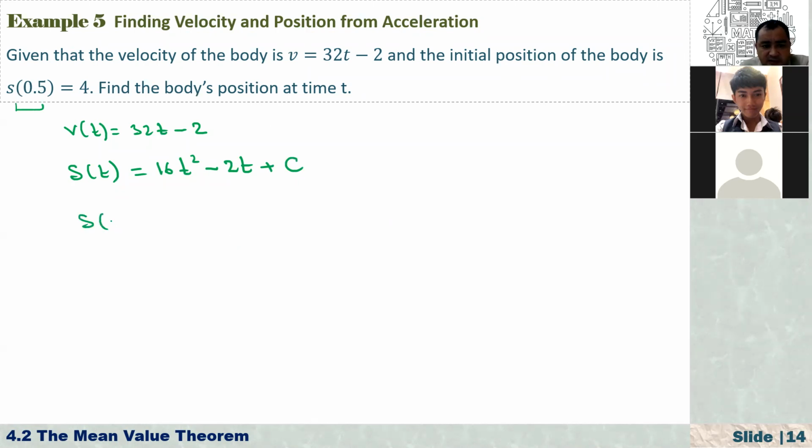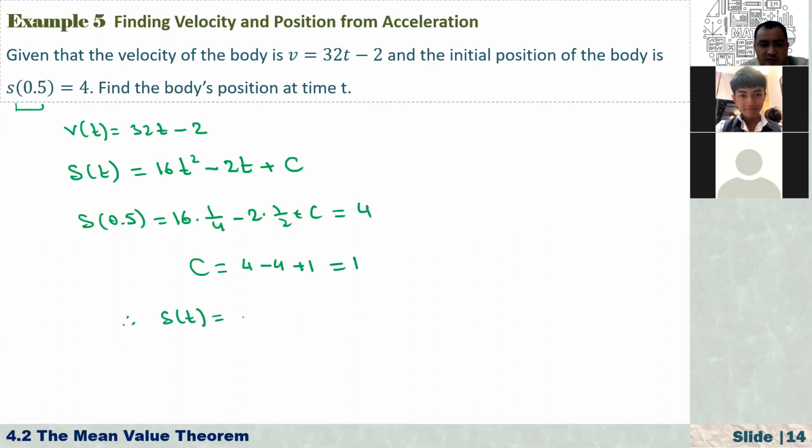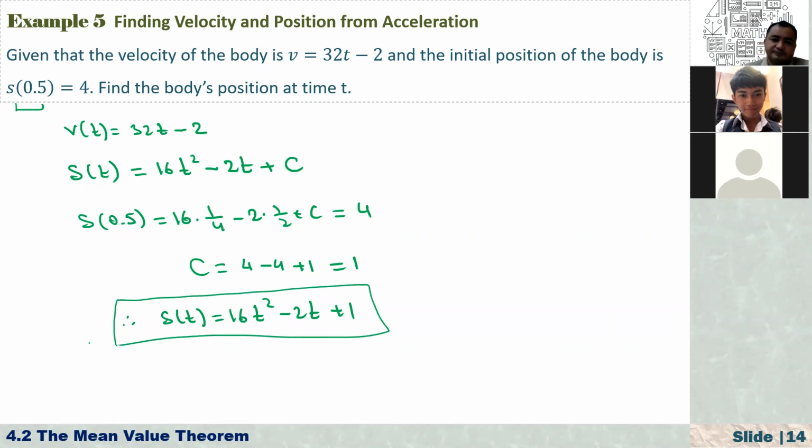And since it's also given at 0.5, which means that 16 times 1 over 2 squared, 1 over 4, minus 2 times 1 over 2 plus c is equal to 4. From this equation, we can determine the value of c. So c is equal to 4 minus 4 plus 1, that's equal to 1. So our position function is 16t squared minus 2t plus 1. And the question is, find the body's position at time t. That is the body's position at time t.